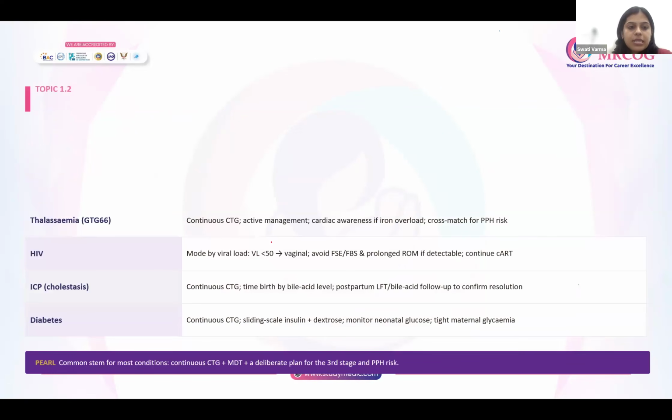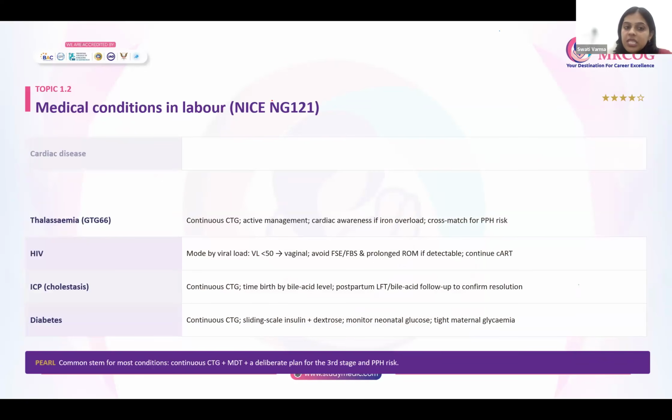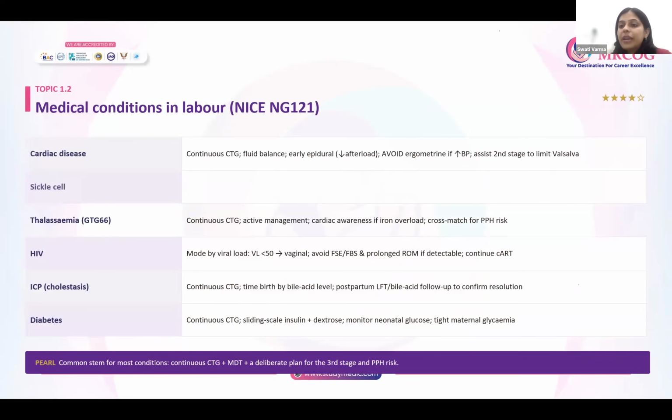Now let's come to second slide. This slide is mainly about medical conditions in labor. So these are the various diseases we studied about yesterday. Let's have a look at a few particular things which we have to take care of whenever any such condition is there and the lady is in labor.